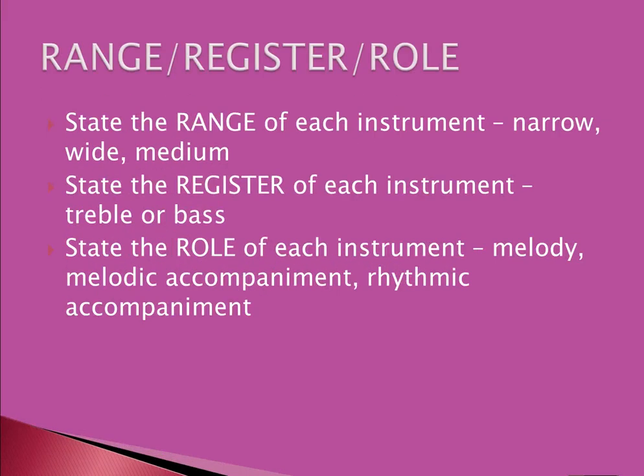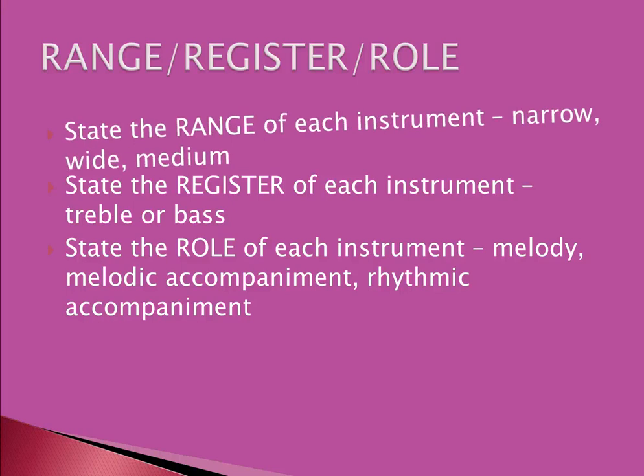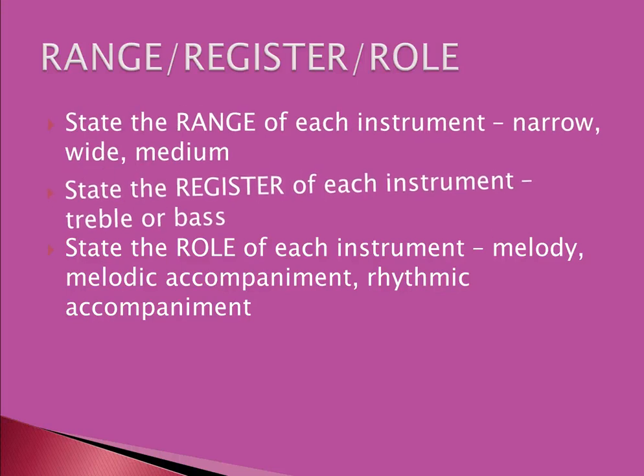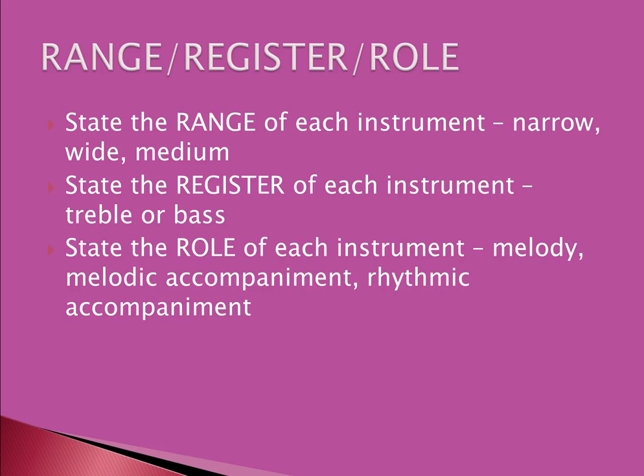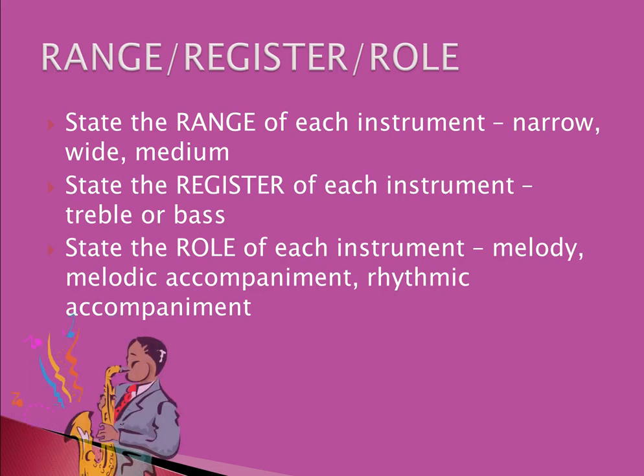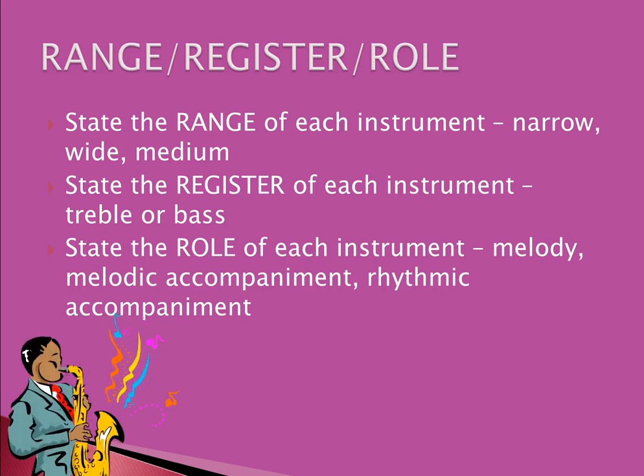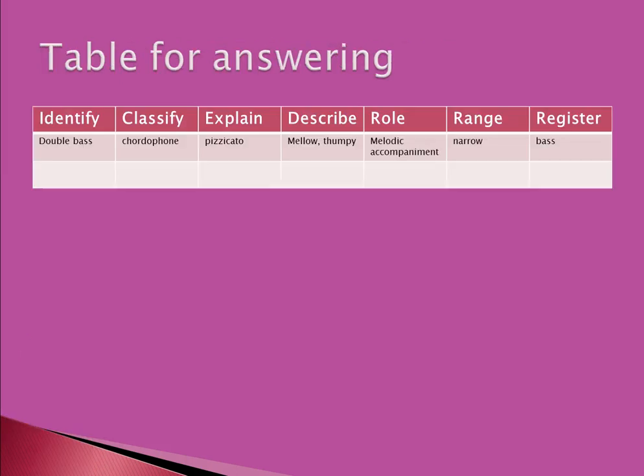Okay, and the last one is range, register and roll. Now, you should be familiar with all these, so you need to state the range of each instrument, whether it's narrow, wide or medium. State the register, so is it treble or bass, and you need to state the roll. So who's got the melody, who's doing the melodic accompaniment, and who's the rhythmic accompaniment. What role are they actually performing? We've got a little saxophone guy there, and it looks like obviously he's performing the melody.